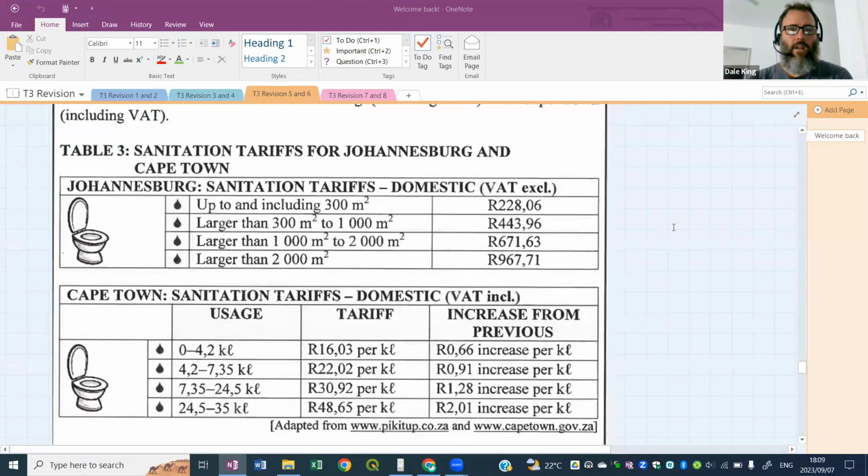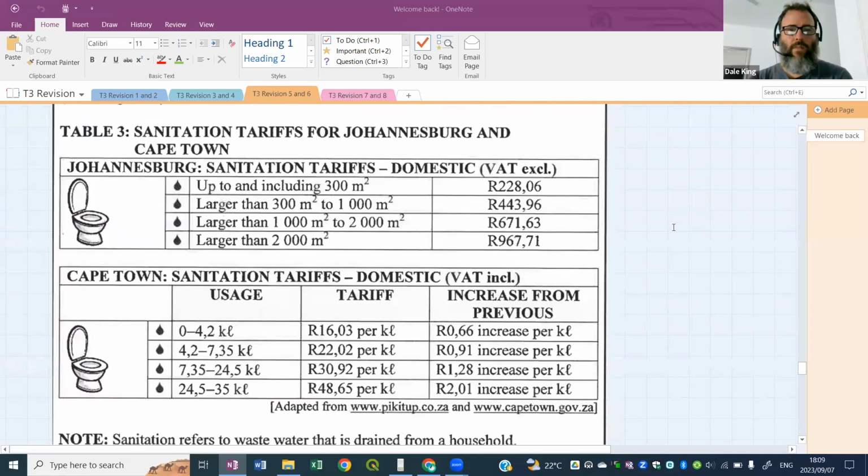The Cape Town tariff table looks similar to something you guys have used before. They're both actually the same thing. They're both sliding scale tariff tables. They just look a bit different. Cape Town is VAT inclusive and Johannesburg's one is VAT exclusive.